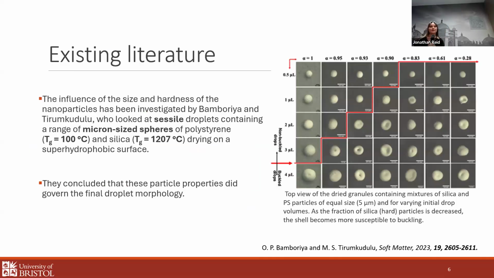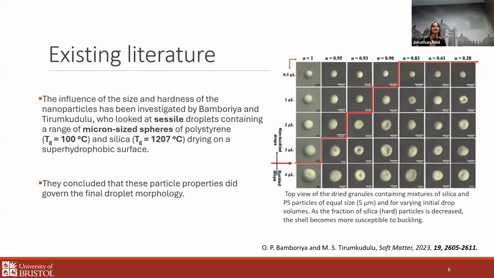There has been some work already looking at the glass transition temperature and the effect of the nanoparticles on the final morphology of the particle. Just to quickly mention, the glass transition temperature is the point at which usually a polymer goes from a hard, brittle material below it to, above it, a more soft, malleable material that has some level of viscous flow to it.